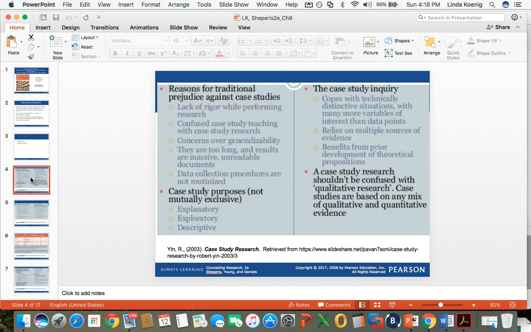Okay, so case studies, the purpose for case study could be explanatory, exploratory, or descriptive. Case study inquiry copes with technically distinctive situations with a lot of variables or interest points. It can also benefit from the prior development of theoretical propositions. So don't confuse case study research with something that is strictly qualitative, because case study research normally is a mix of qualitative and quantitative methods.